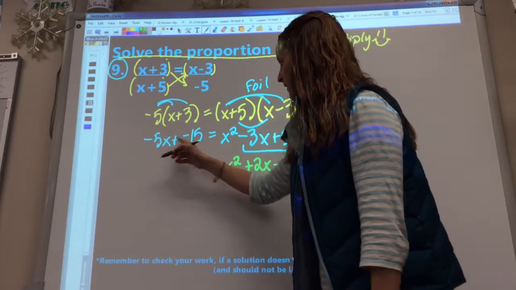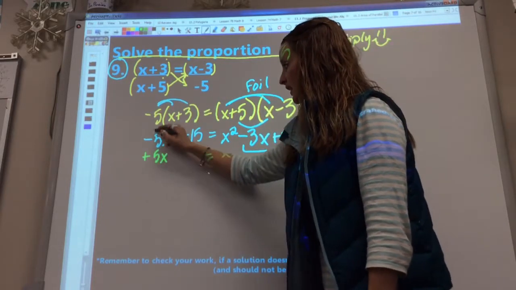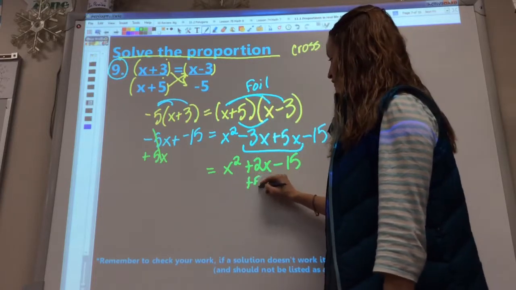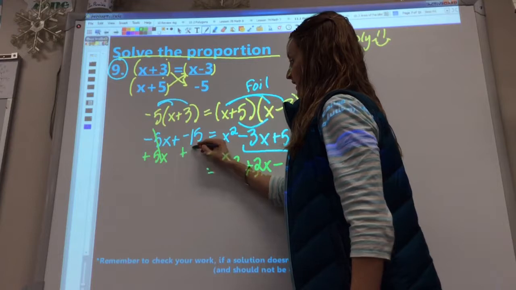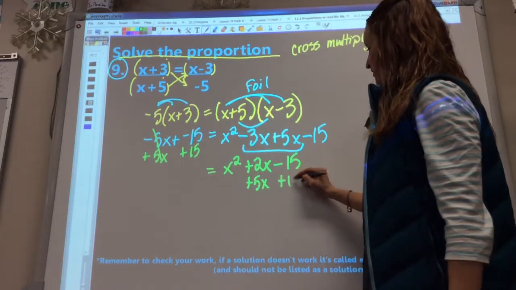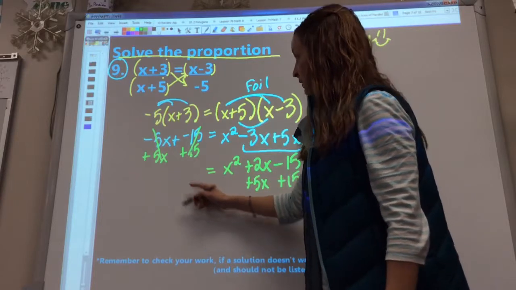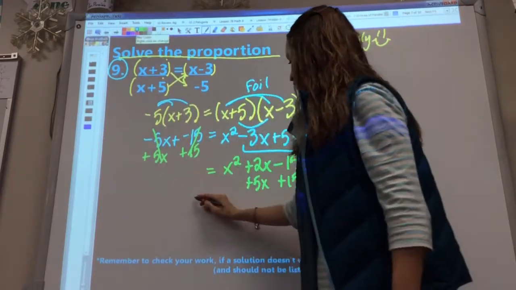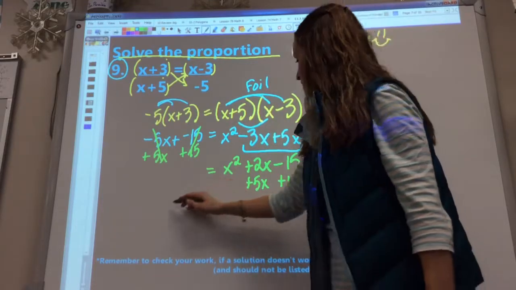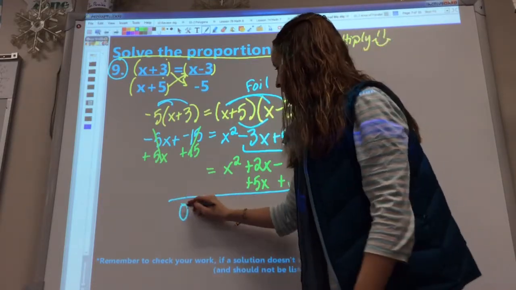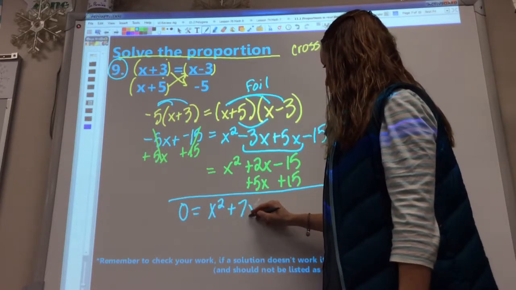And right here, to bring these two to the other side, we're going to add 5x, because then that crosses out. And so we're going to add 5x to both sides of our equal sign. The opposite of a negative 15 is to add 15 to both sides. And if you notice, there won't be anything left over here. We will have 0, and maybe I should stay organized. 0 equals, well, we're going to have x squared plus 7x.